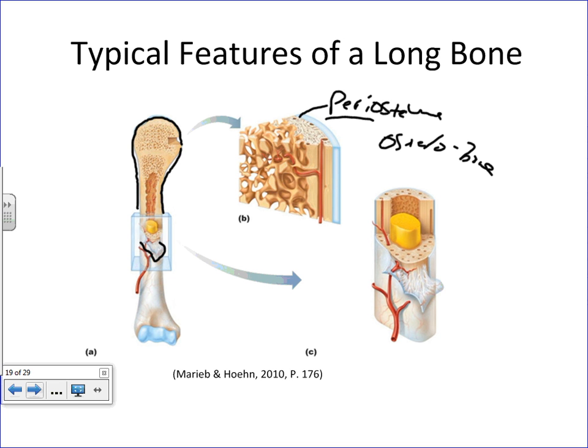So all bones have this thin layer of connective tissue surrounding them. The periosteum is a very, very important part of bone for a few different reasons. One, we want to circulate blood into the bone. Remember, there are living cells within the bone. This is how blood vessels start to work their way in.